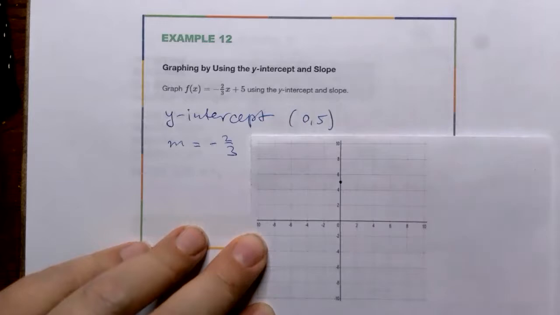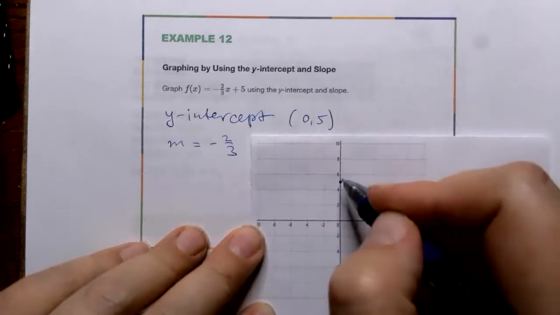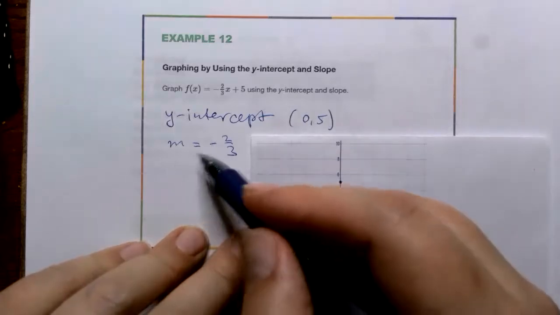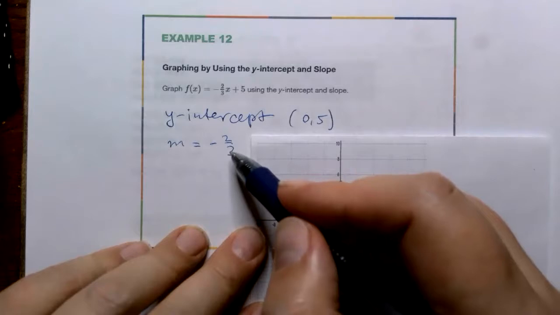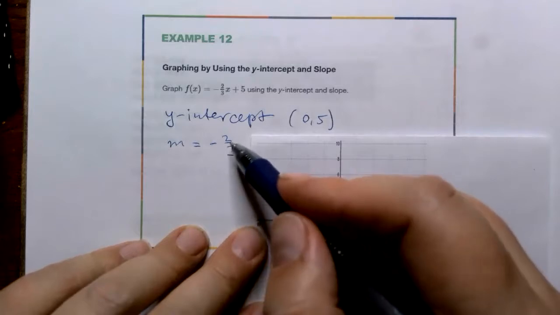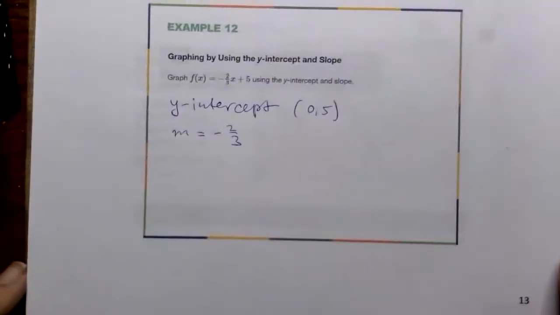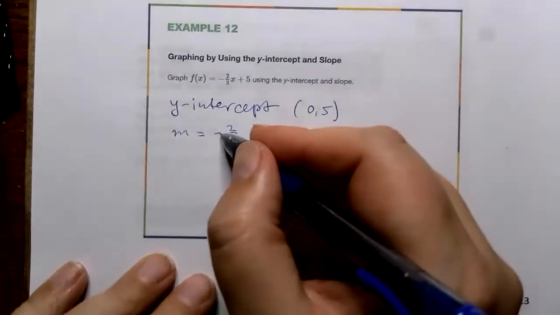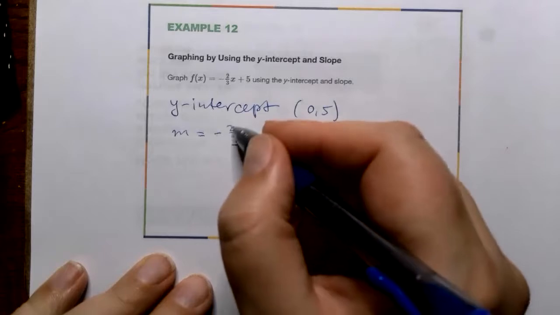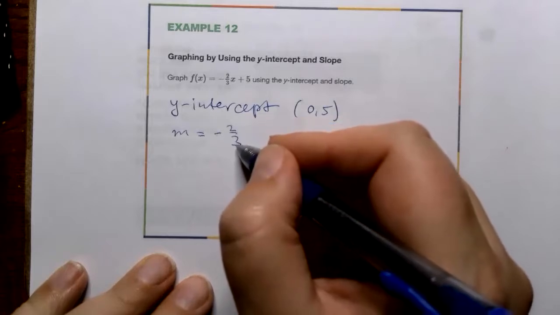It's right here. And then starting there, it says the slope is -2/3. So first of all, I want you to notice that this function goes down. Okay, it goes down, it's decreasing. And we can attach this negative to either the numerator or the denominator.